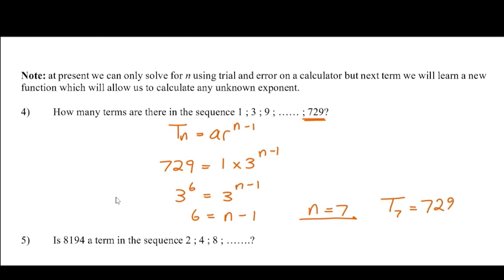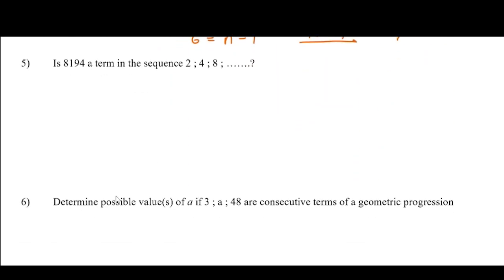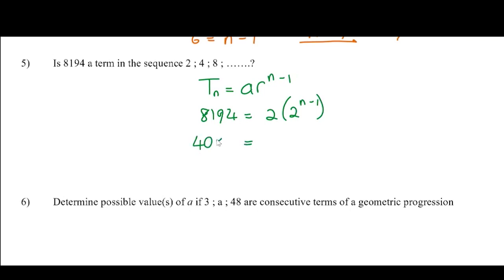This next question says, is 8,194 a term in this sequence? All right, now remember the formula. And what we're going to do is put 8194 here. And we are then going to see, remember A is 2, we're going to see if we can find an R value. Sorry, R is in fact also 2. We're going to see if we can find an N value to make this thing work. When we divide both sides by 2 here, we get 4097 is 2 to the N minus 1.